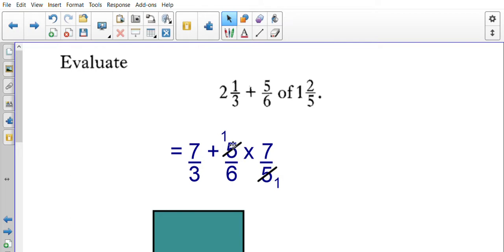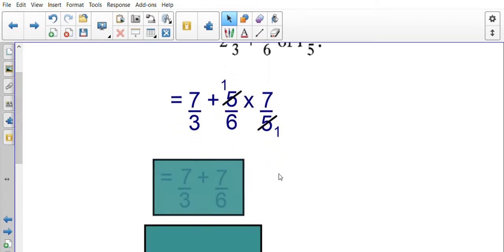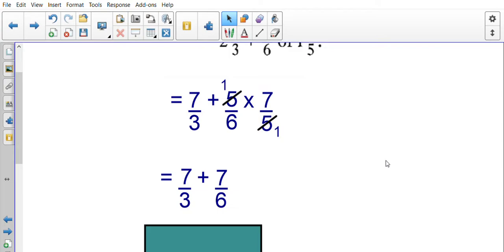And of course, as I said in the previous example, if you can simplify diagonally, please do so. And again, I've got 5s opposite or diagonal to each other, so 5 divided by 5 is 1. And it means that when you multiply 1 and 7 together, you'll get 7. And when you multiply 6 and 1 together, you will get 6. So your next line of working will be 7 over 3 plus 7 over 6.